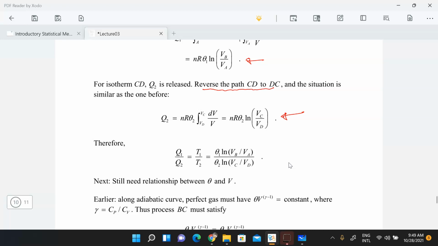So I take the ratio between Q1 and Q2 because that defines our absolute temperature. Then I will now have theta 1 log VB over VA and theta 2 log VC over VD. There are two different temperatures here. So here is the absolute temperature, and this one is coming from the gas temperature. Previously it was noted as theta G. So this is the gas temperature.